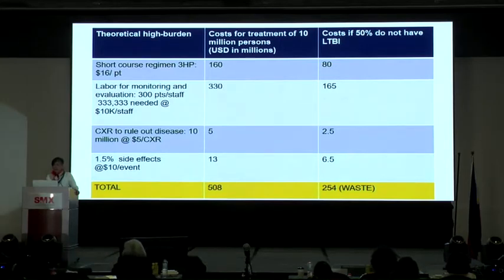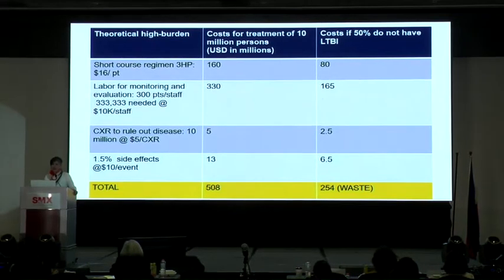You calculate the X-rays as well as a 1.5% side effect rate, at $10 per event, and you end up with a grand total of $508 million. But if you were able to reduce the positive rate by 50%, or even 60%, you have a $254 million waste. That's a lot of waste. So I just want to point that out.